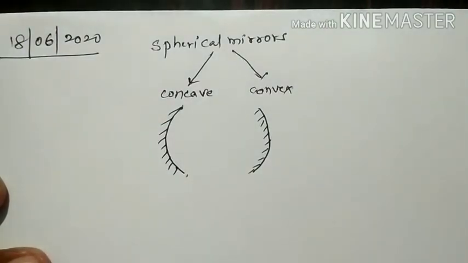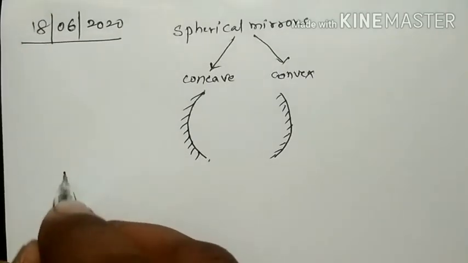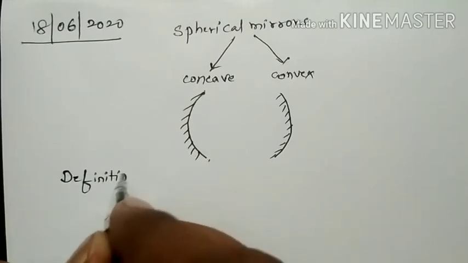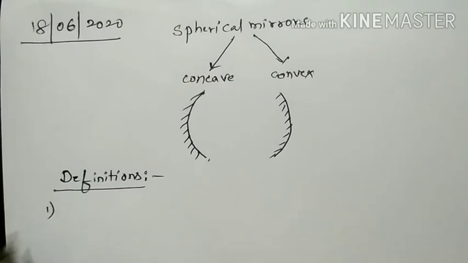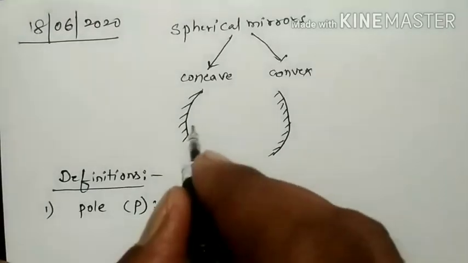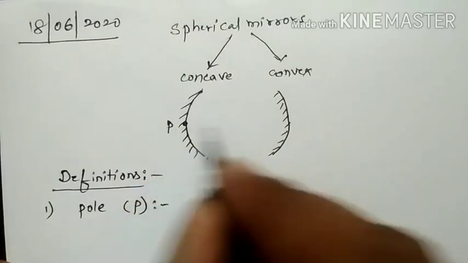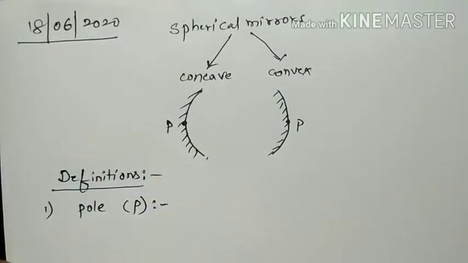So in today's class we are going to consider some of the definitions related to mirrors. So what are the definitions? The first one is pole. Pole is denoted by the letter P, and it is an imaginary point at the center of the mirror. So for convex and concave mirrors we can represent the pole like this.